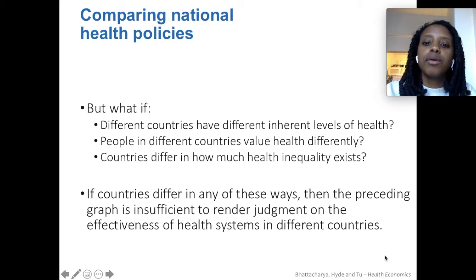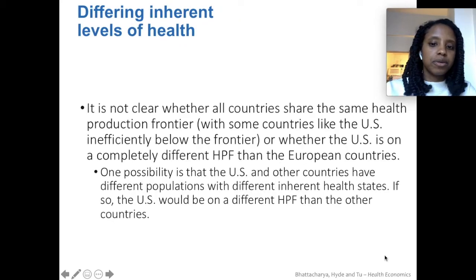But what if we're just sicker as a country? Or what if different countries value health differently? And what if inequality differs between those countries, and that's what's actually driving the health outcomes as opposed to the health policy system? If countries differ in these ways, then that graph isn't sufficient to say which health system is the most effective.